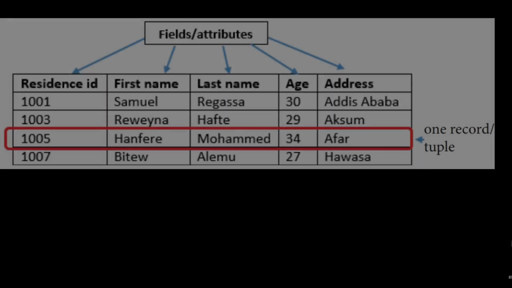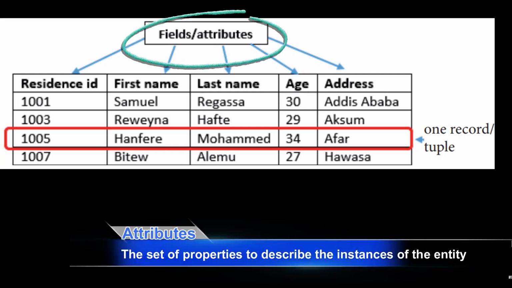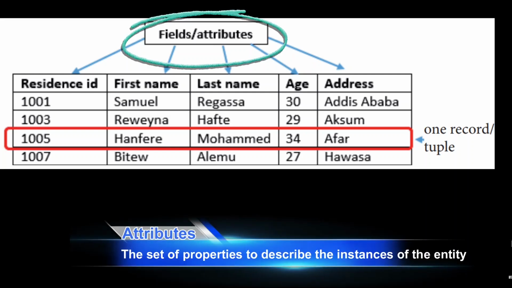So guys, let's look at this table, which is taken from your textbook. You can see there are fields, attributes, rows, and the table. Everything is contained in this table, so I will describe each one. This part is a field, or what is called an attribute. These attributes are a set of properties that describe an instance of an entity. The entity here is maybe the table name, maybe student, or maybe residence. It seems like this is a residence table, so the entity will be residence.